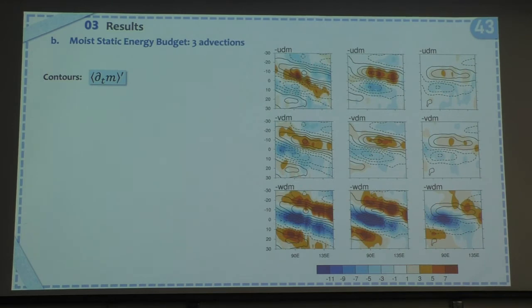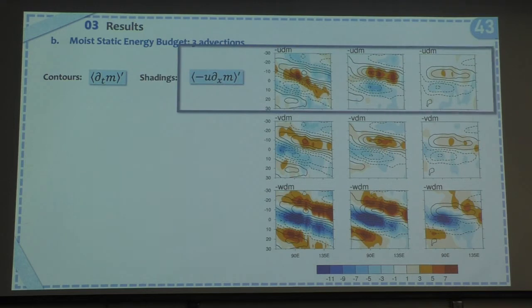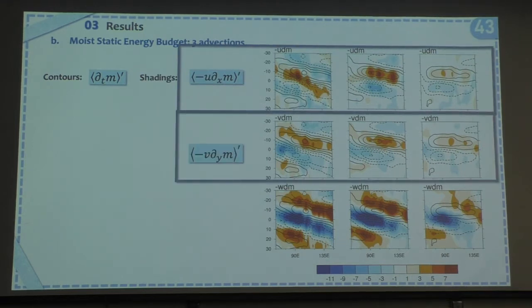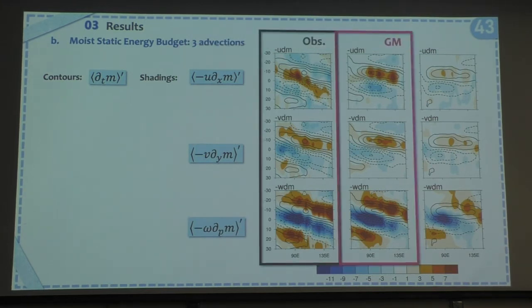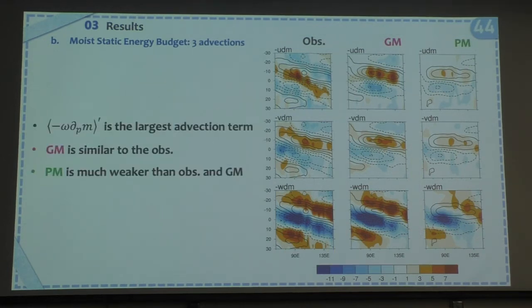For the three advection terms, the contour is the MSE tendency term. I show you the zonal advection term, meridional advection term, and vertical advection term in observation, good model, and poor model. You can see that among the three advection terms, the vertical MSE advection term is the largest. The good model has a similar pattern to the observation, but the poor model shows a much weaker signal than observation and the good model.